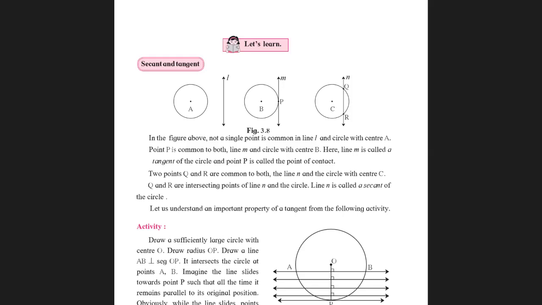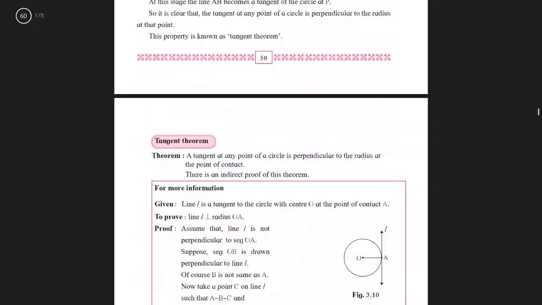Okay. A secant, on the other hand, is a line which passes through the circle. It intersects the circle at 2 points. So in the third figure, you have line N, which intersects the circle at 2 points Q and R, and therefore it's called a secant.